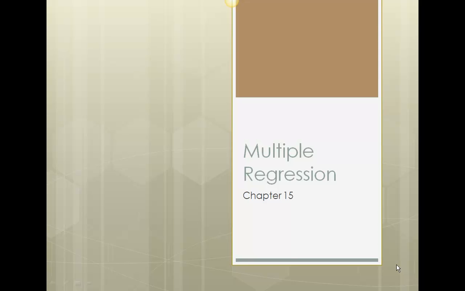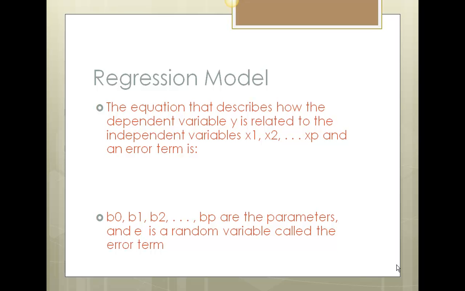These slides discuss Chapter 15, Multiple Regression. This is where we have two or more independent variables, or x variables, that we believe can be used to predict our dependent variable y. So this is where you have multiple x's that you use to predict y.